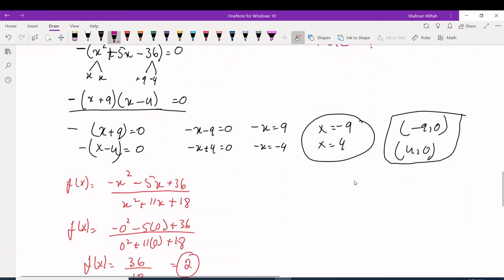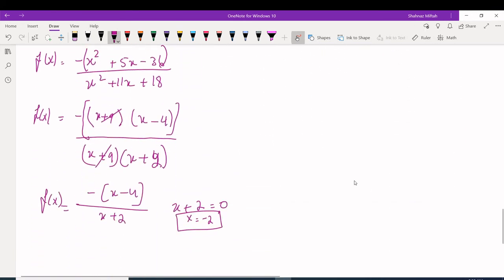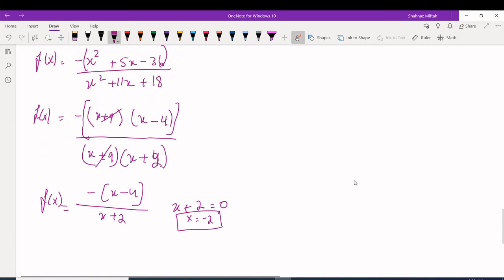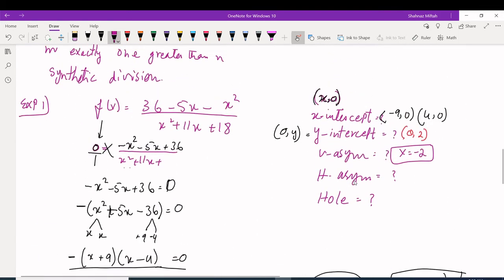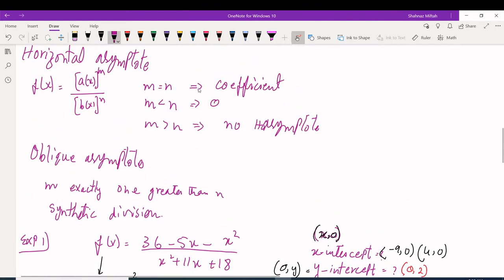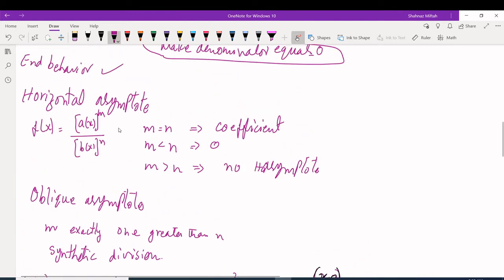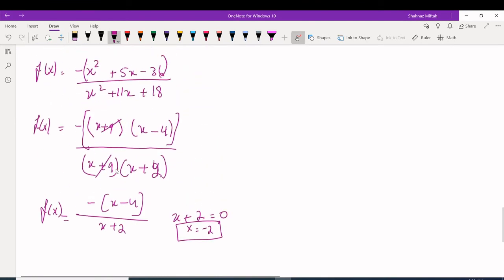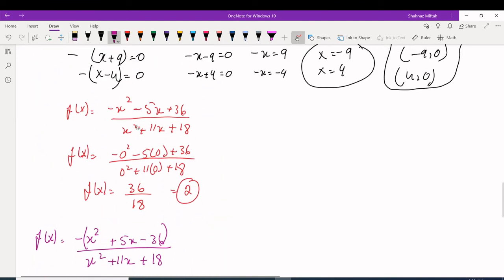Now let's do the horizontal asymptote. We are going to use the m and n rules, which is right here. This is the horizontal asymptote. The top portion is m and n. So we have to look at what exponents we have in this one. In this question, it's right here.